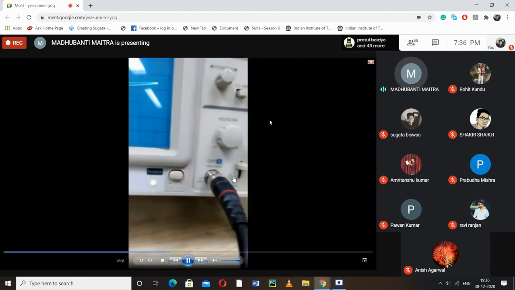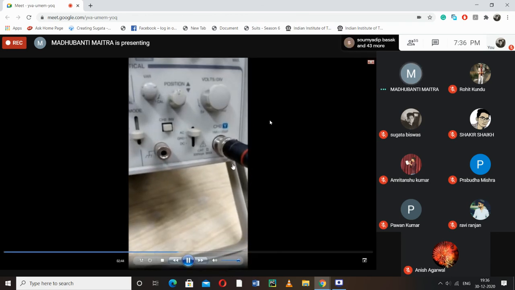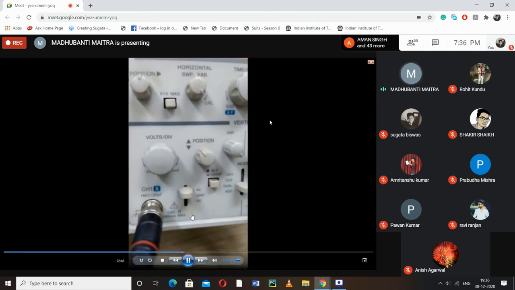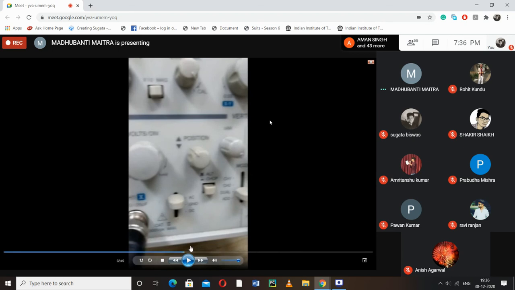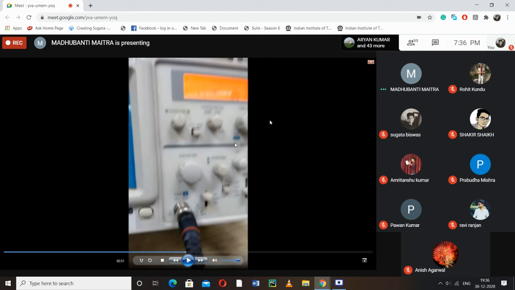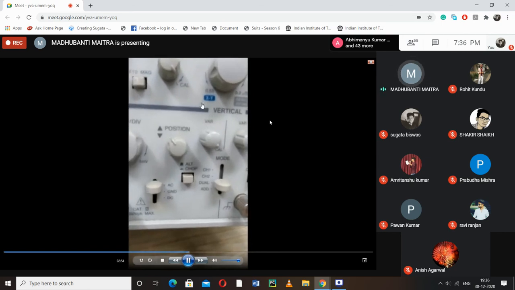This is channel Y, the second channel, and this is channel X, channel 1. Input signal, output signal. And this is the XY mode. Can you see? Just a moment. Can you see this one? Let me play it. XY mode, can you see this one?